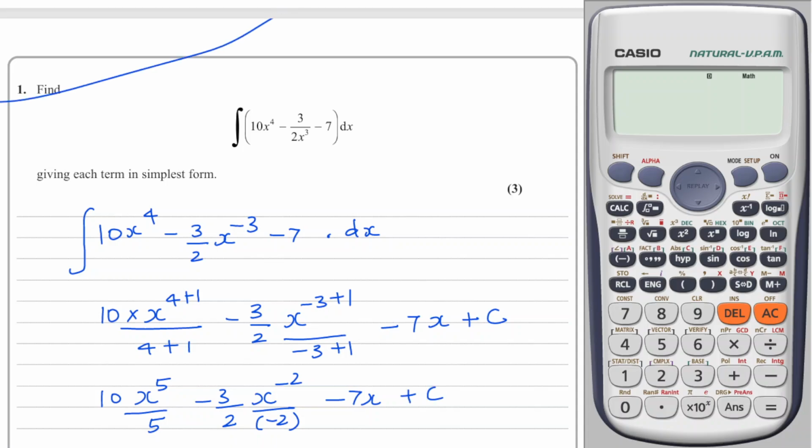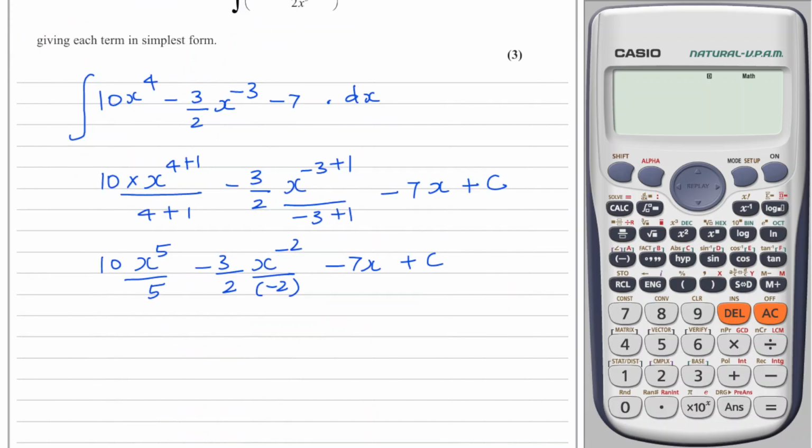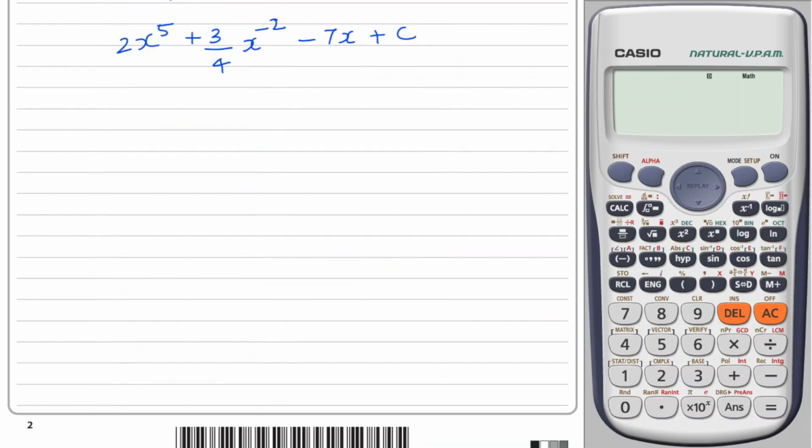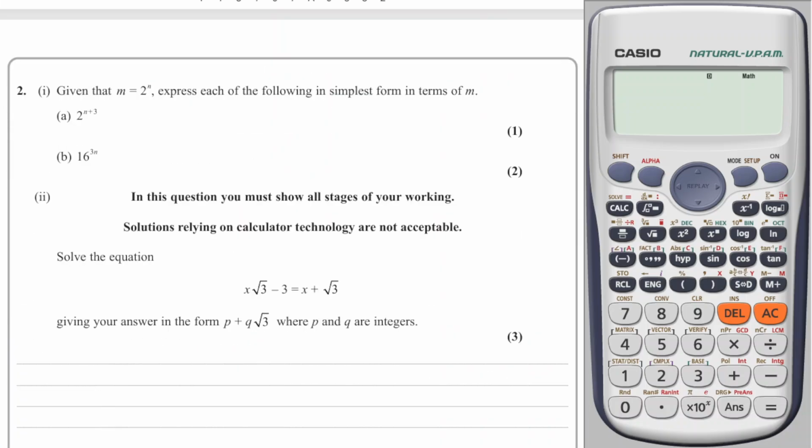Then finally we need to write the simplification. So for that simplification, 1 times 5, and this is 2 times 5 is 10. So this is 2x to the power 5, then plus 3 by 4 x to the power minus 2 minus 7x plus c. This integral constant plus c is very important because it is an indefinite integral. Now we can move to the second question.